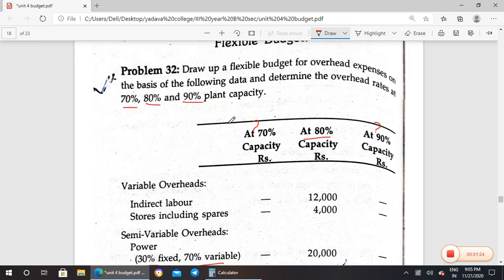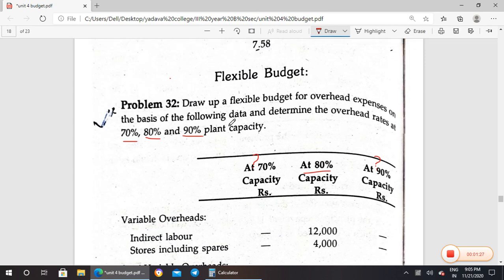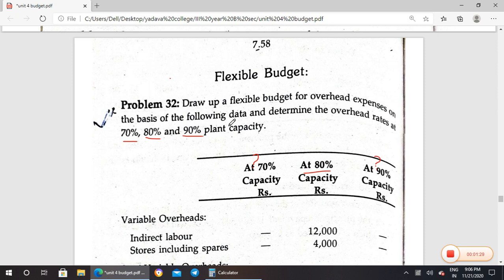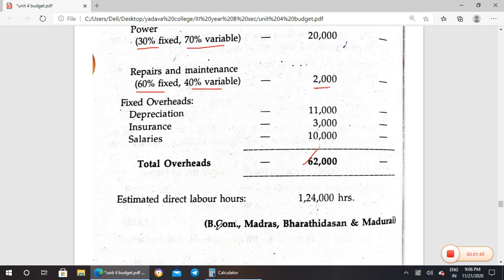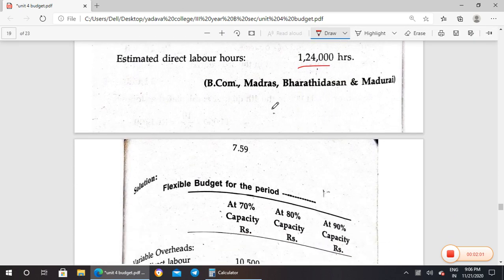So we can have this flexibility, whichever is nearer to us or more comfortable for us, we can change it. So 3 types of percentage will be calculated for the flexible budget. Whichever is easier can be taken for future reference. So these are the advantages of flexible budget. Estimated direct labor hours are also given, 1,24,000 hours. When we divide the total by direct labor hours, we can get the best one also. Now we are going to do the problem.